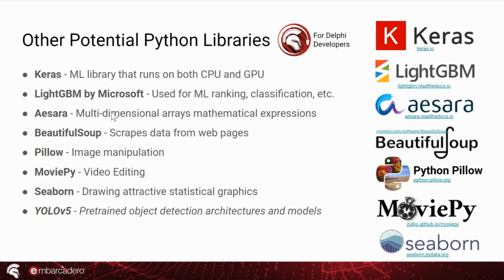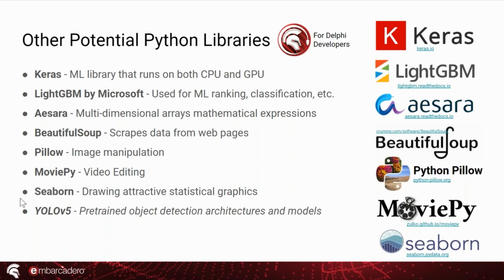So here's some other libraries we're looking at adding as well. And we just discovered this one last night or a couple days ago called Yolo V5, which is a pre-trained object detection architecture that supposedly works really fast, even just on your CPU. Doesn't require CUDA, or GPU or anything like that. So that should be cool.